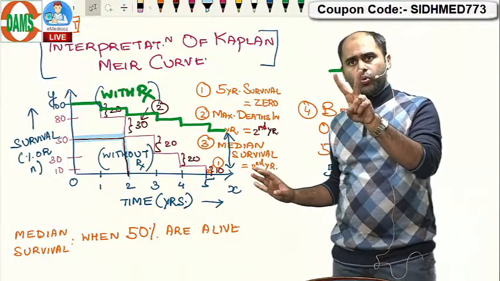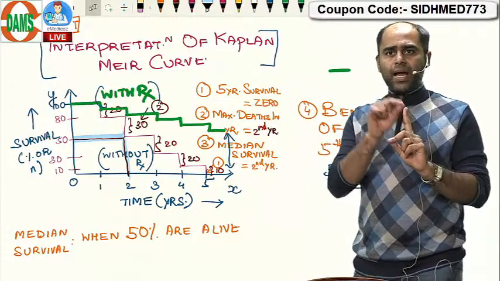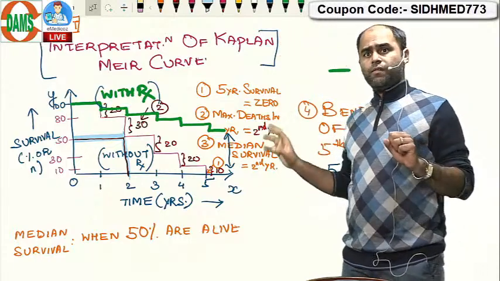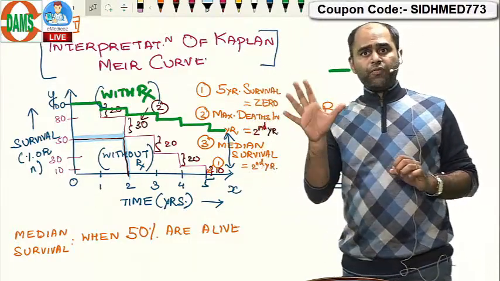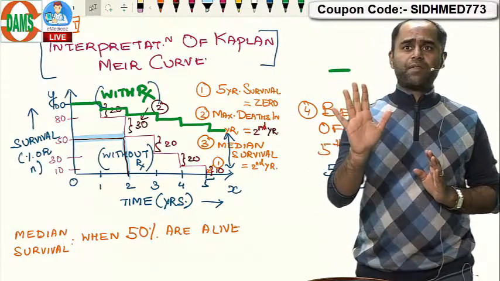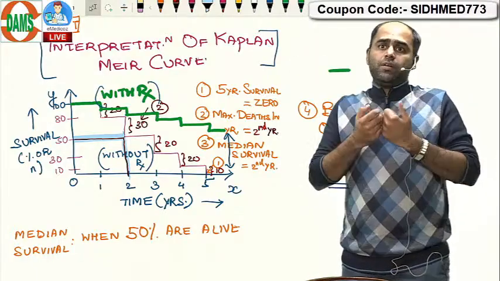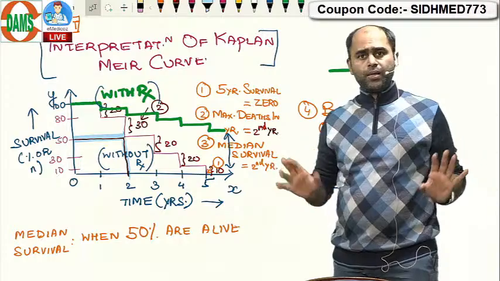So if you see the two images or the two lines, in the thin line at the end of 5 years, 0 people are surviving. Whereas in the thick line, you can see at the end of 5 years, 50% people are surviving. So 5-year survival without treatment is 0. 5-year survival with treatment is 50%. I hope it is clear.